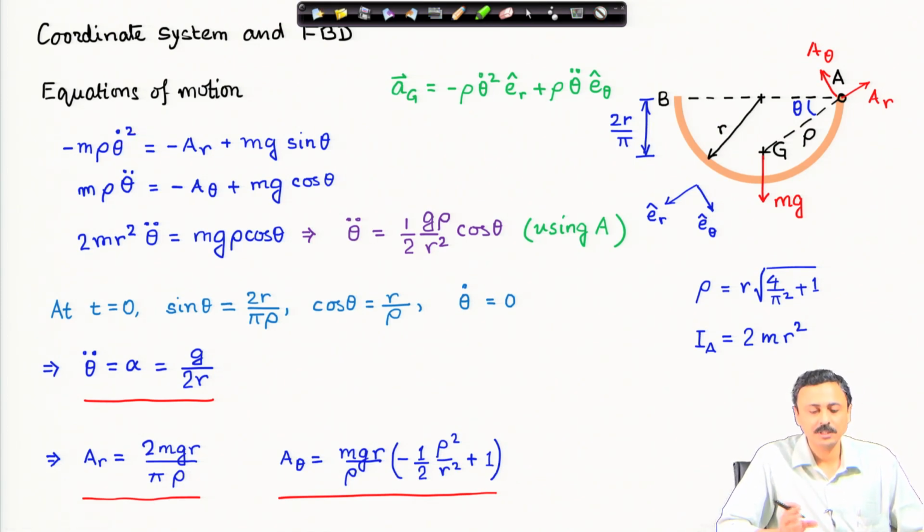So, I have used the rotational dynamics equation about A, I have used the translational dynamics equations which is for G, and I have solved these 3 unknowns, the 2 reaction forces and the angular acceleration, 3 unknowns from 3 equations.